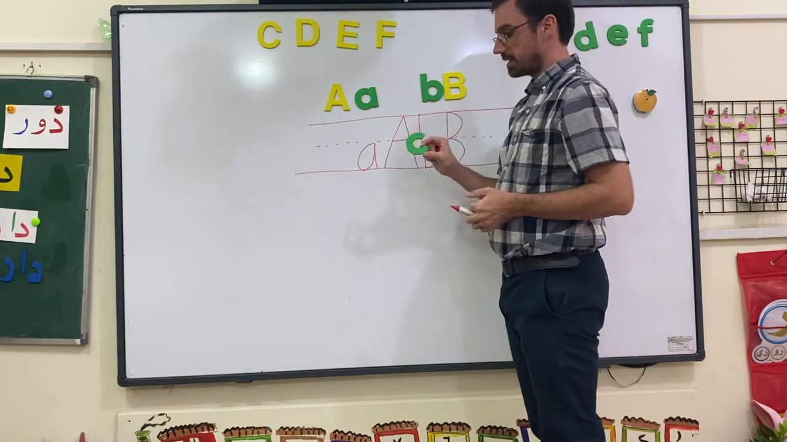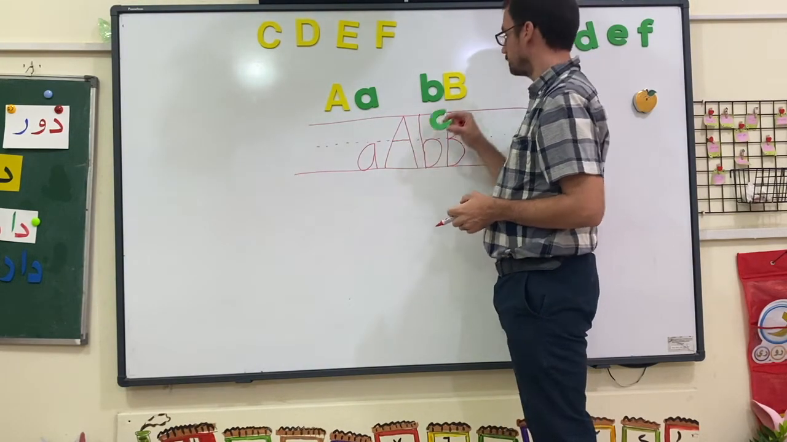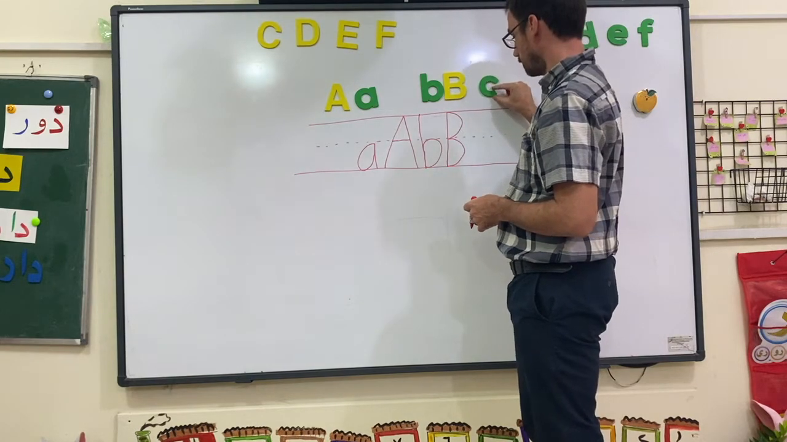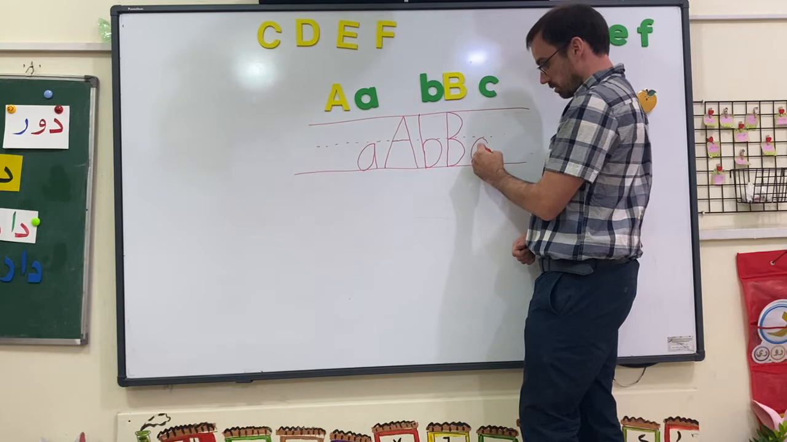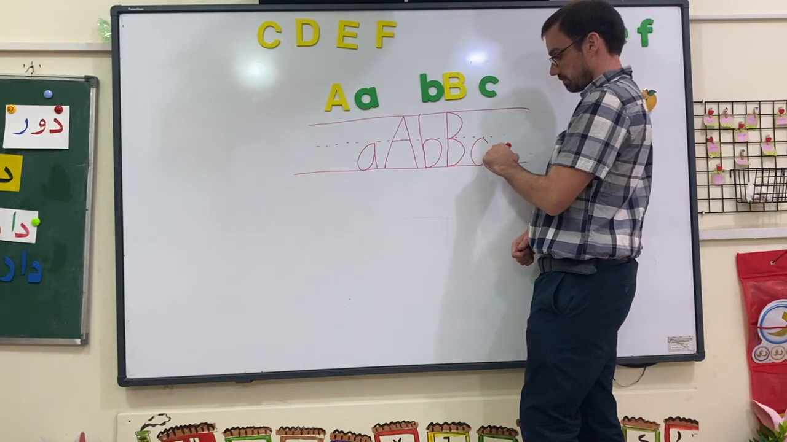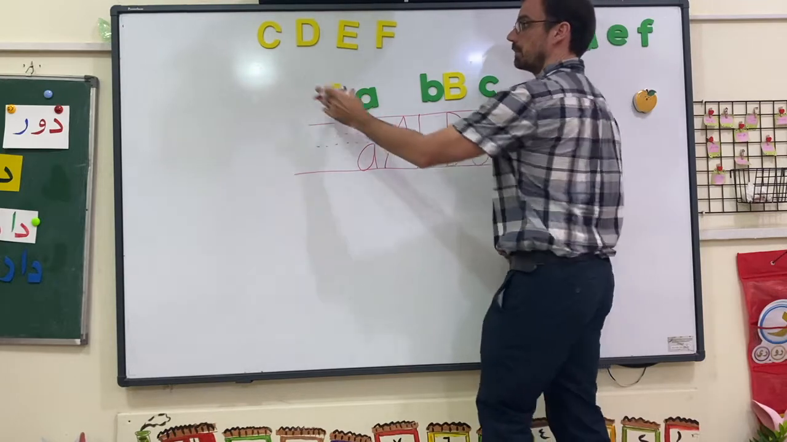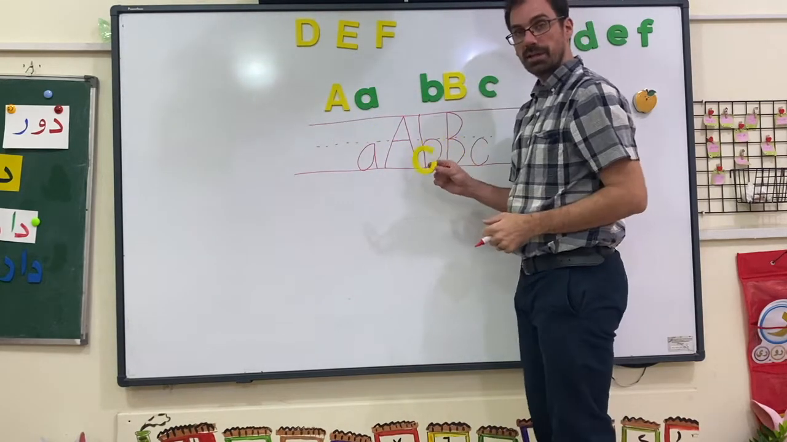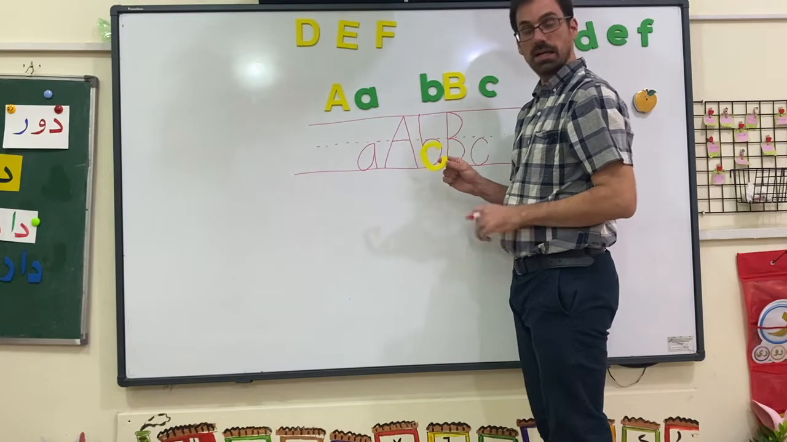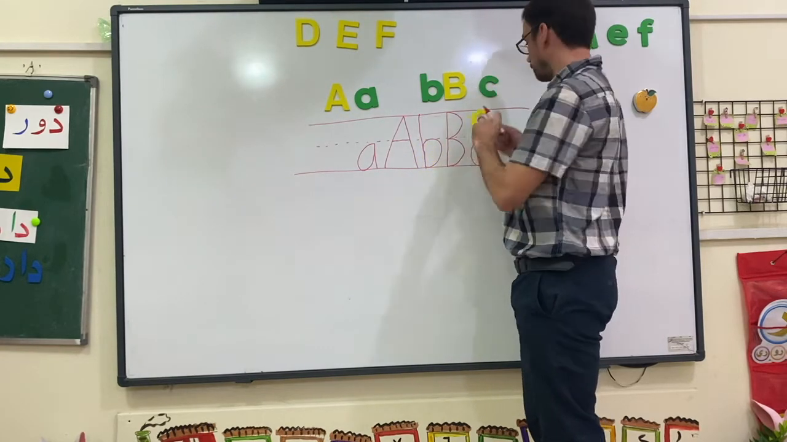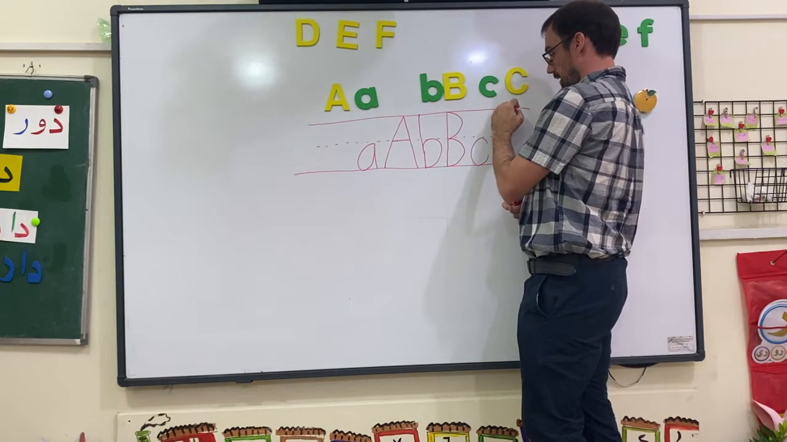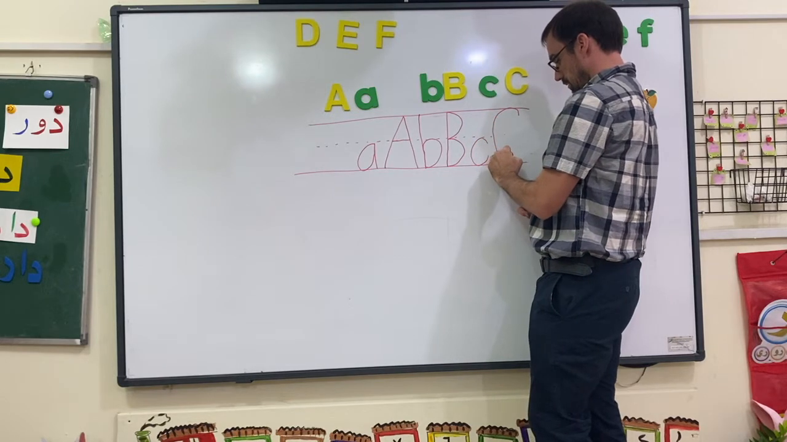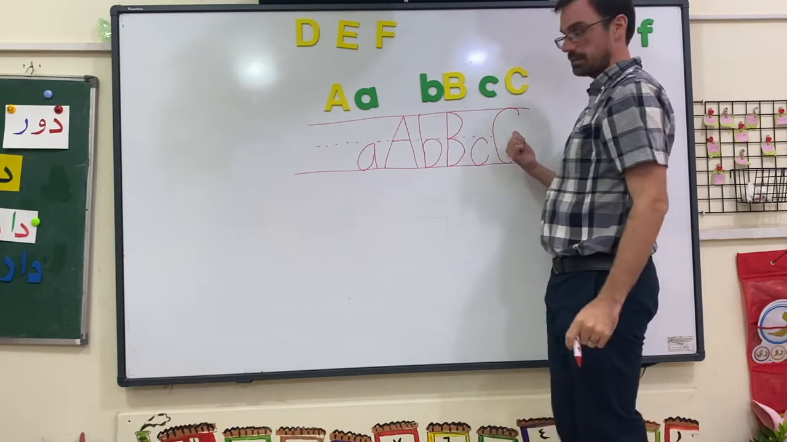Our next letter is C. To draw the little letter C, you start from the halfway, and then do the shape of a circle, but you do not finish it. Okay? The big letter C, the capital letter C, is the same shape, it's just bigger. So you start this time at the top line.